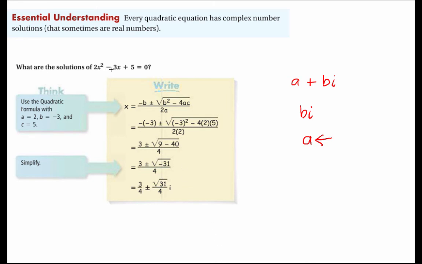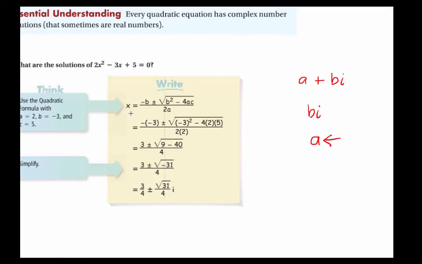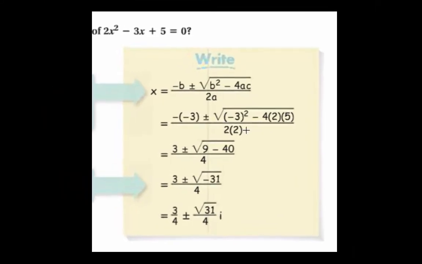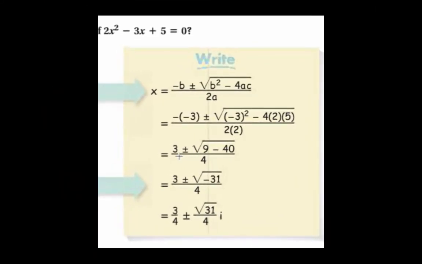So what are the solutions of 2x squared minus 3x plus 5 equals 0? Use the quadratic formula. Substitute all of our values into the quadratic formula. So we're left with 3 plus or minus the square root of 9 minus 40 all over 4. Simplify: 3 plus or minus the square root of -31 all over 4. This radical can be simplified to i square root of 31.